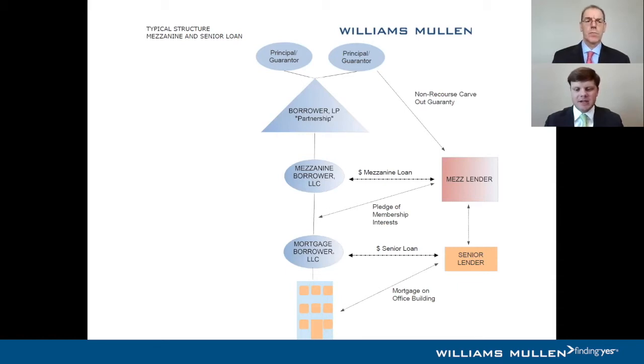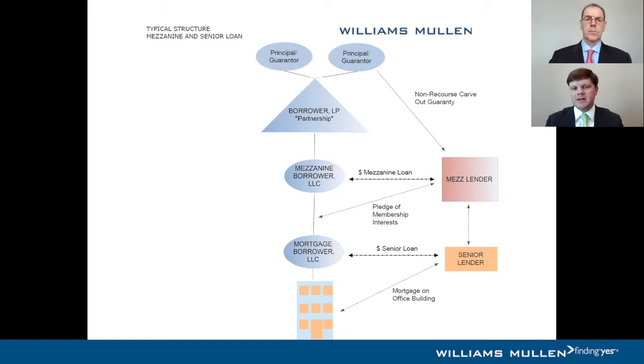As Bob just said, the collateral for the mezzanine loan is the membership interest in the senior borrower, which owns the real estate and not the real estate itself. So the mezzanine lender is effectively lending against an asset that it doesn't have a direct security interest on, which is a little bit unusual. But despite that, mezzanine lenders are willing to provide financing in reliance on the value of the underlying real estate.